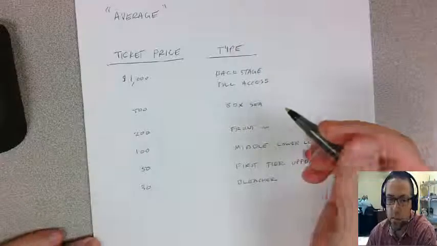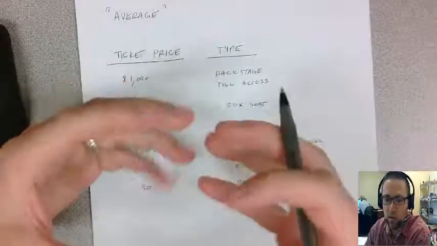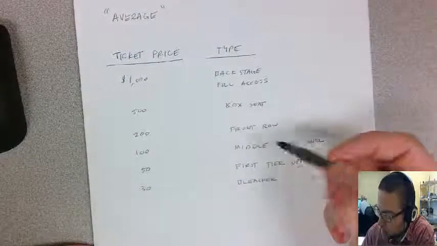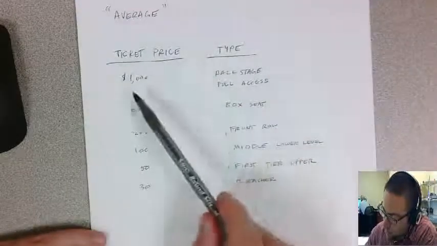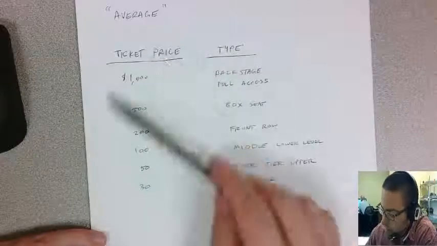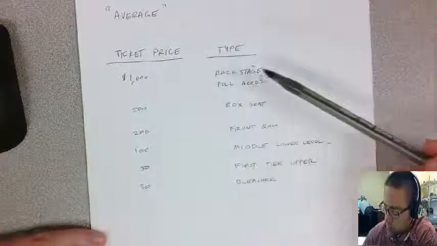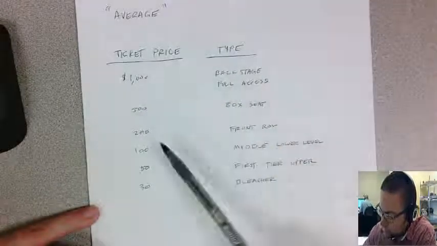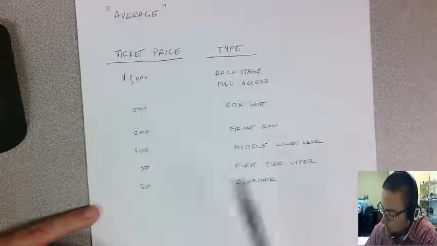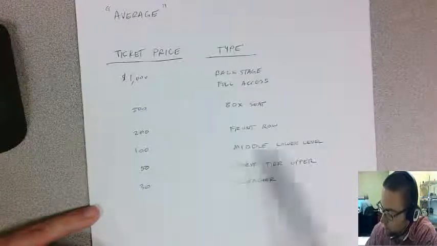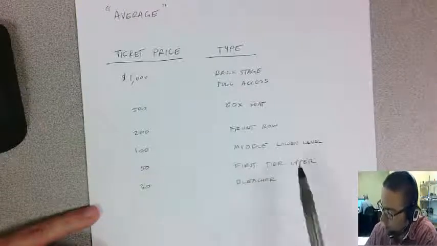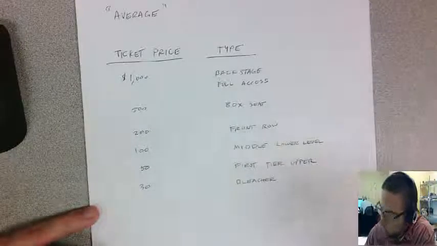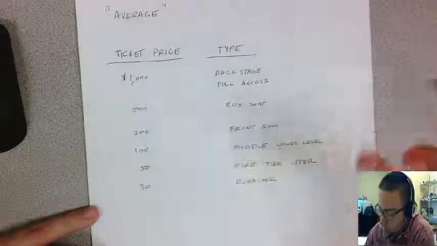Average just means we want to get a picture of one number that represents a whole list of things. So if I had a bunch of ticket prices here, like this is $1,000 for a backstage full access pass, 500 for a box seat, 200 for front row, $100 for middle lower level, $50 for first tier in the upper, and $30 for bleacher seats. So, what is the average ticket price?